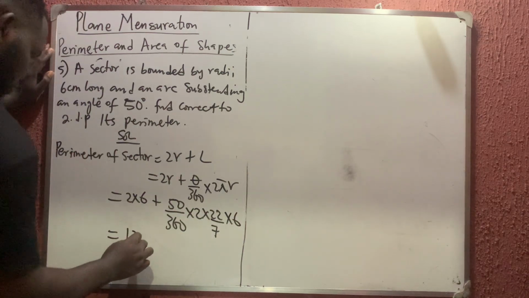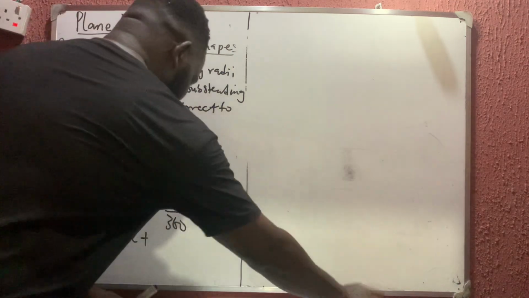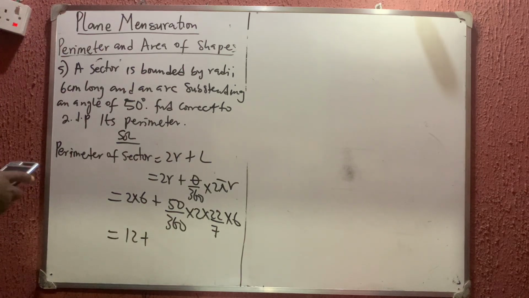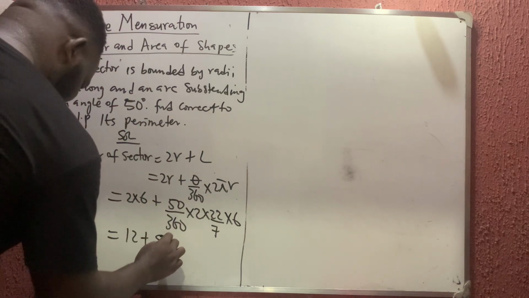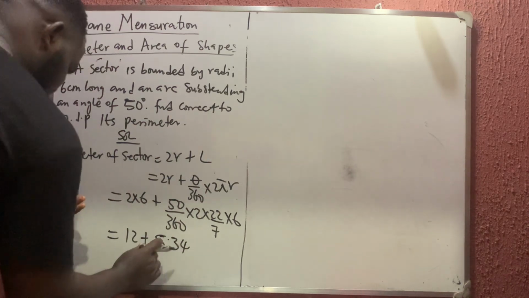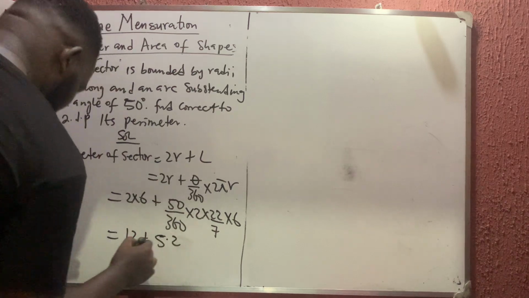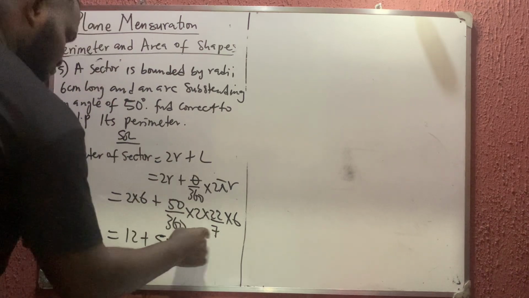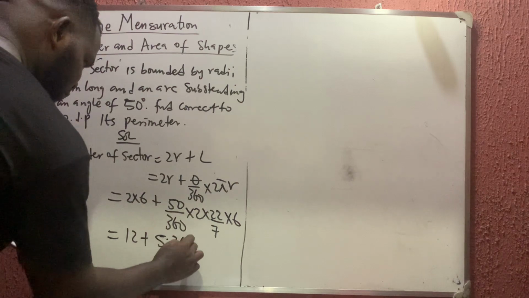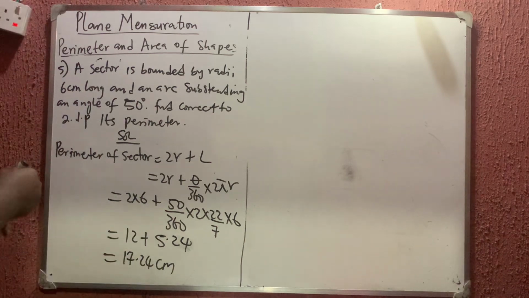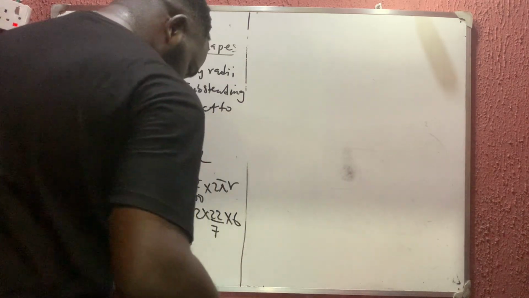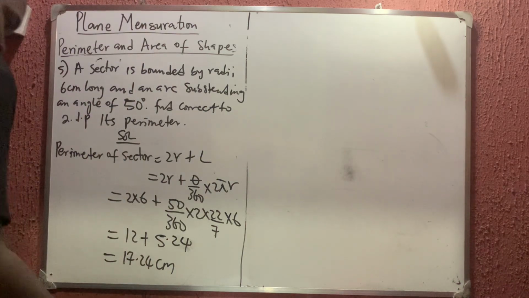So what do we have? This one is 12 plus, let's solve the other side. I'm having 50 times 44 times 6, divided by 2520. To two decimal places, it was 5.238, so if you approximate, it's going to be 5.24. So if you add everything, you have 17.24 cm to two decimal places. That is for question number 5.